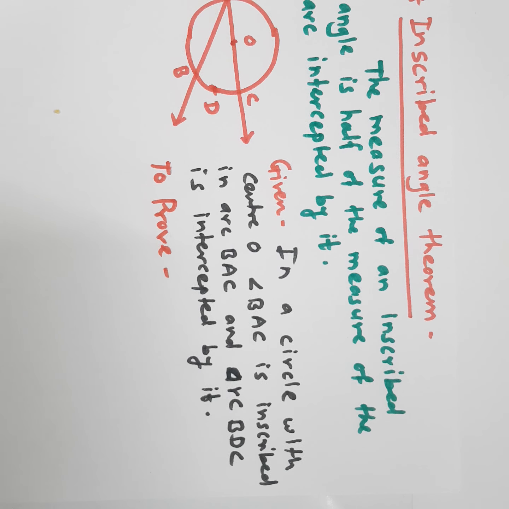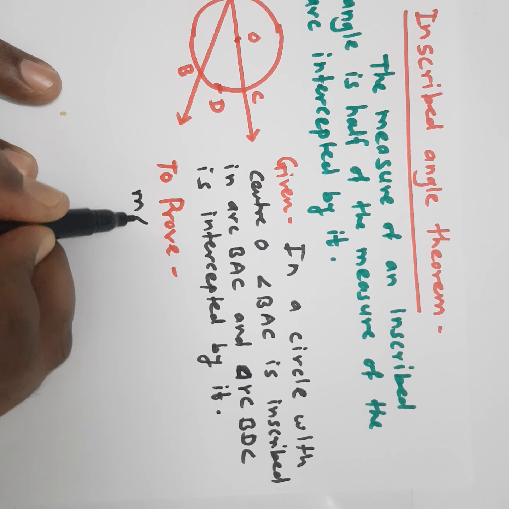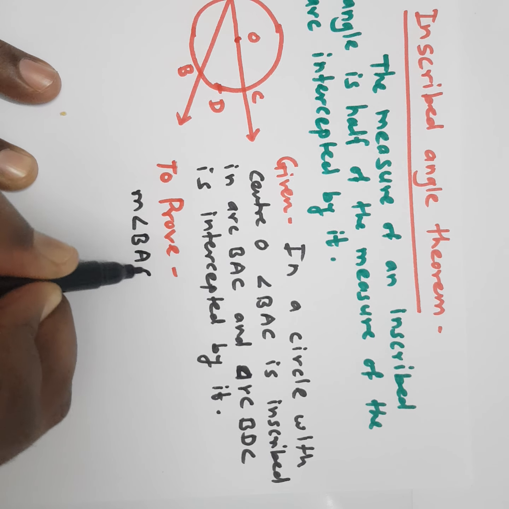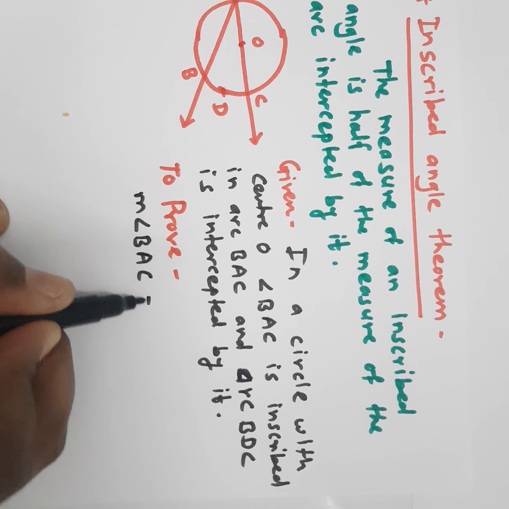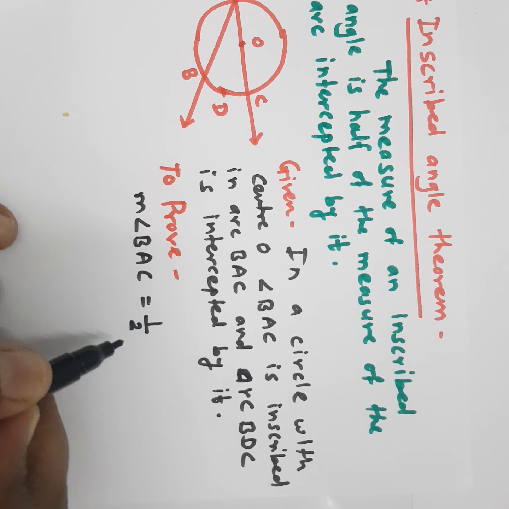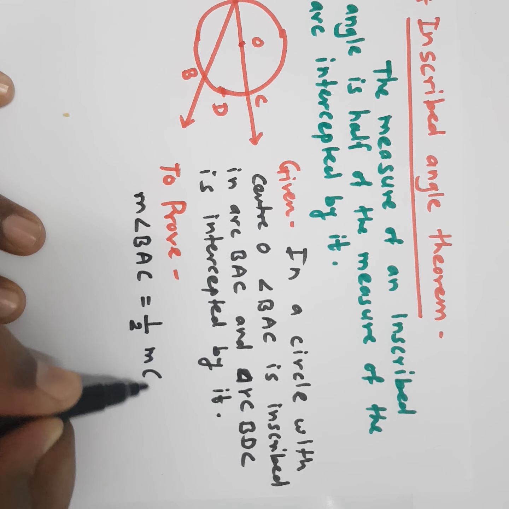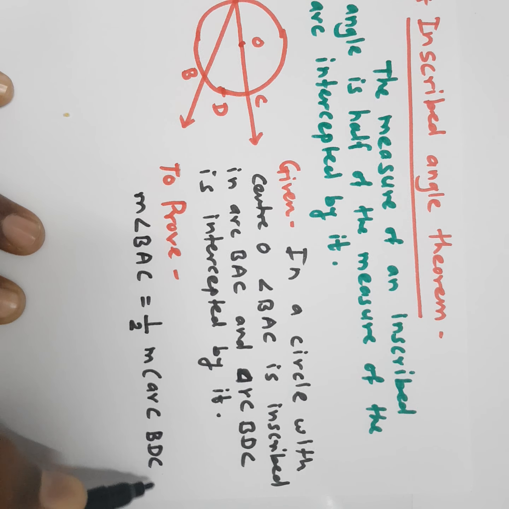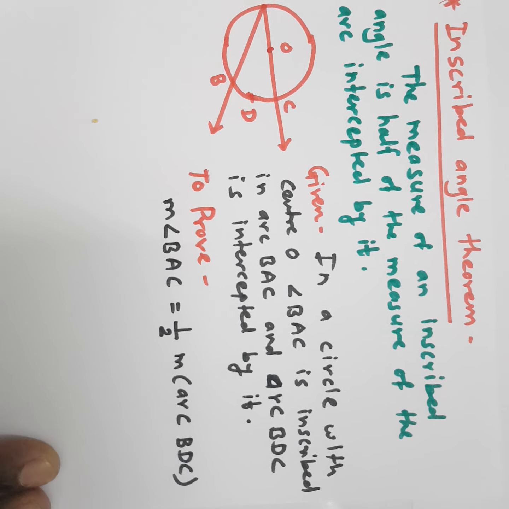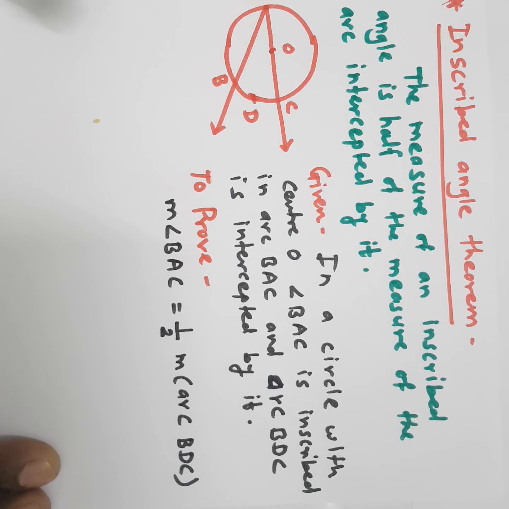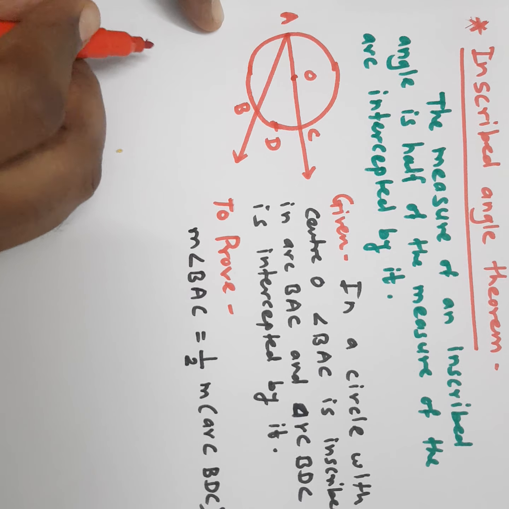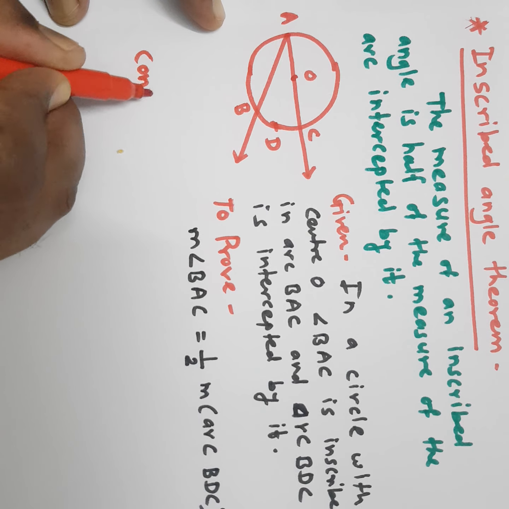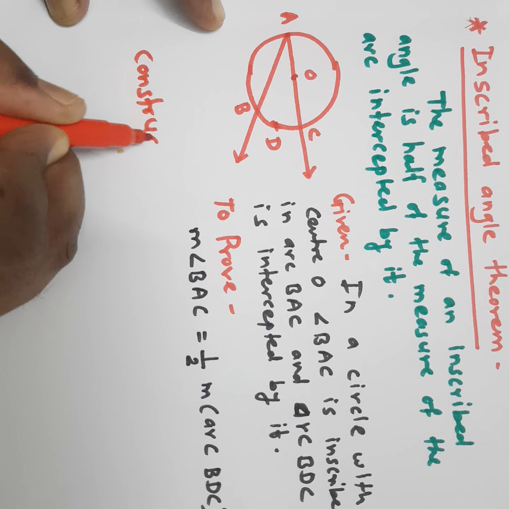that measure of angle BAC, means measure of inscribed angle, is equal to half of the measure of arc BDC, that is, the arc intercepted by it. Now we will do some construction to prove this.